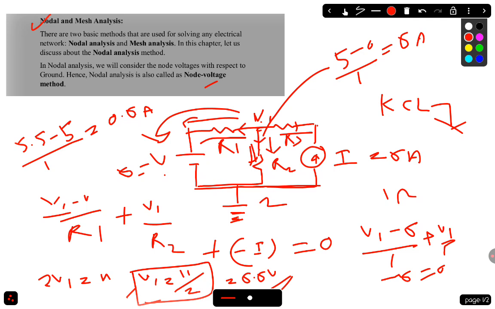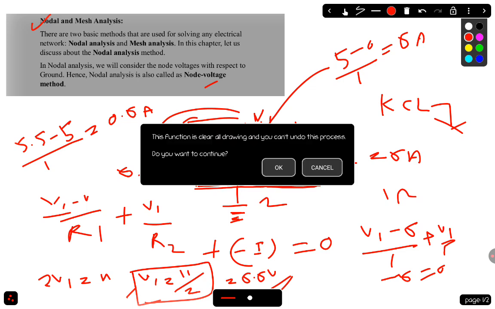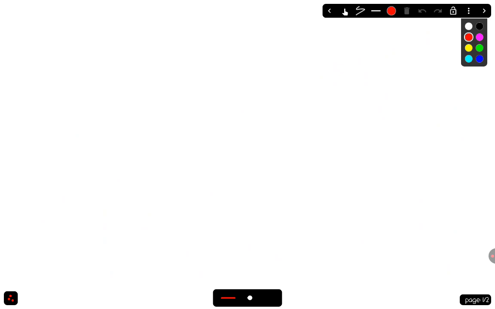Now in the next part we will discuss mesh analysis. So what is mesh analysis? Let me write here: mesh analysis. Basically, suppose we have loops, and in the loops we first have to find the meshes, and we assume mesh currents I1, I2, I3 in the particular meshes, and apply the law in that loop.